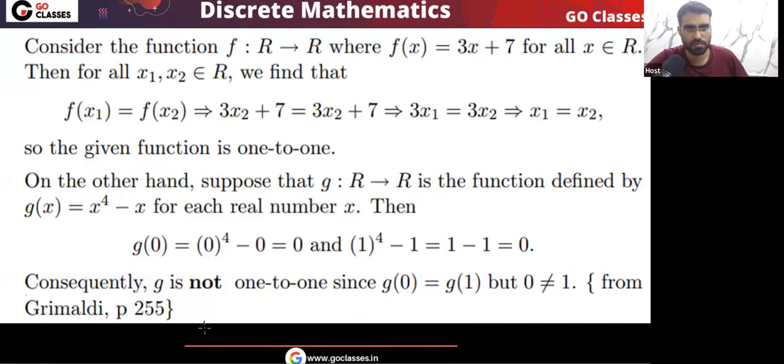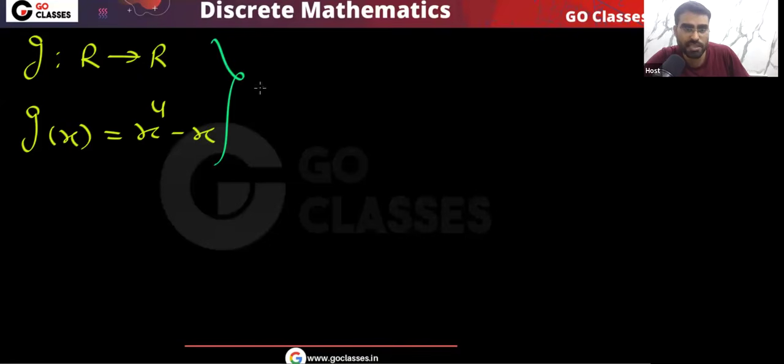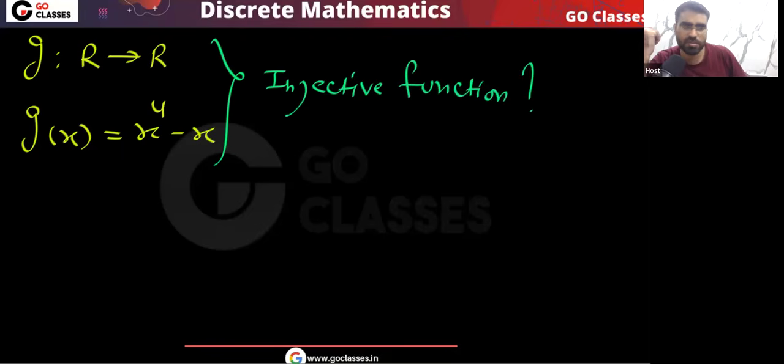Now let's move on. What about this function g(x) equal to x power 4 minus x? So this g is from real numbers to real numbers, and I am saying that g(x) equals x power 4 minus x. Is this a function or not? Is this an injective function or not? First of all, yes, this is a function, because for every real number input you will get a unique real number output. So this is a valid function, but this is not injective.